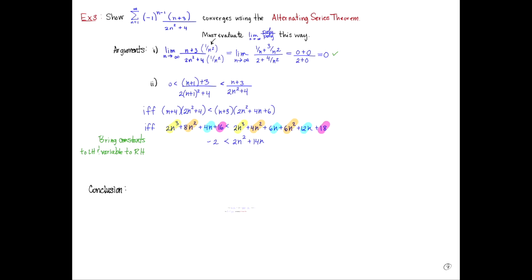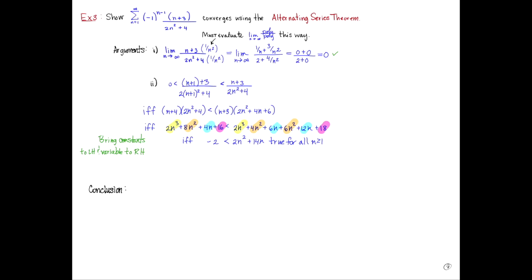And this is an if and only if statement. Now, we know that n starts at 1 and is going to always be a positive integer. And so 2n squared plus 14n is always going to be greater than 0, which means it will always be greater than negative 2, and that will be true for all n greater than or equal to 1.